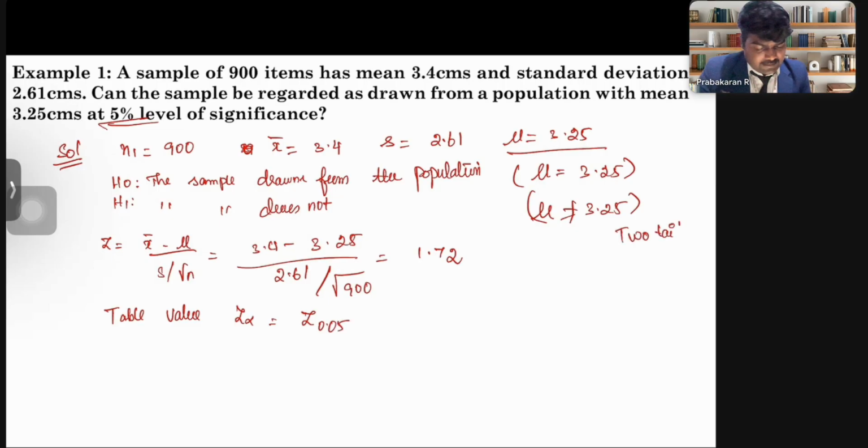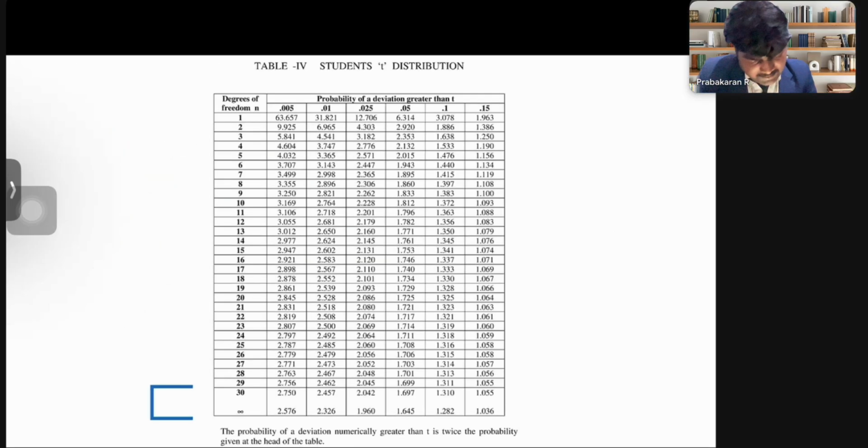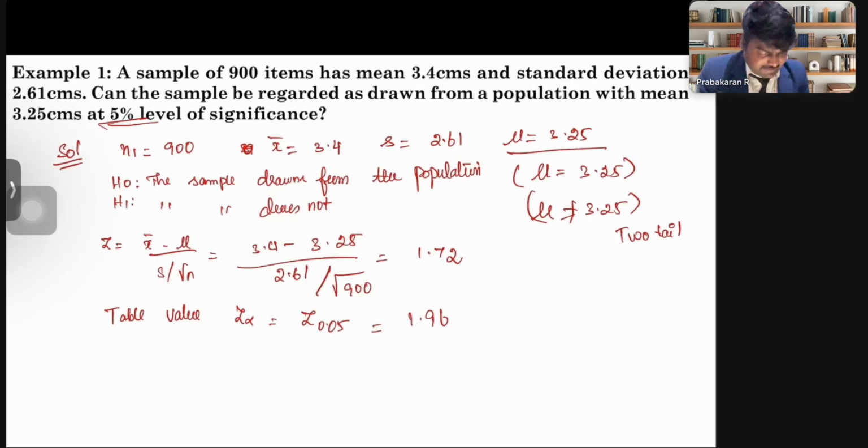Two tail means we have to take half of the value, right? 0.05, half of the value is 0.025. When you go to the table for 0.025, since it's a two tail test, the table value is 1.960. That is 1.96.